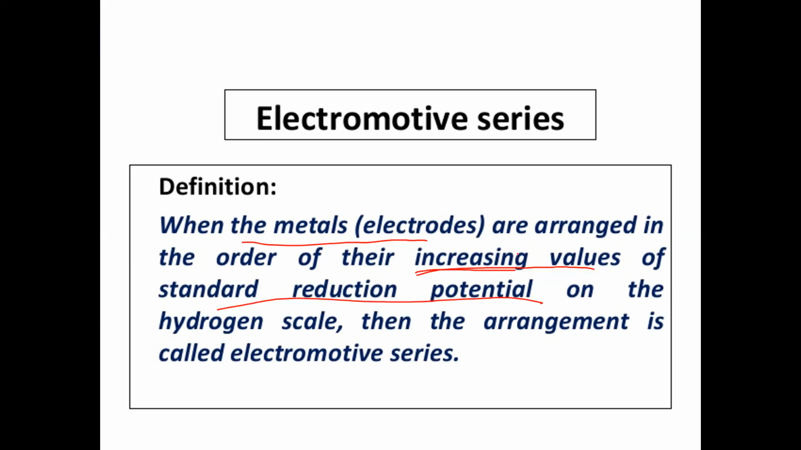What is the electromotive series? It is very simple. When you arrange the metals in the order of their increasing value of the standard reduction potential on the hydrogen scale, this arrangement is known as the electromotive series. It is a particular arrangement of the metals with respect to their reduction potential value. If you arrange the metals in increasing order of reduction potential, that arrangement is simply known as the electromotive series.